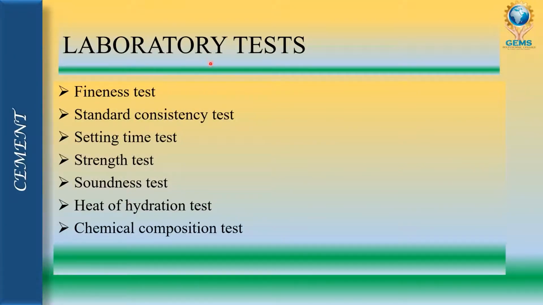Laboratory test. These are the tests which are conducted inside lab for checking the quality of cement. Let's see what are the tests which are conducted in lab. That is fineness test, standard consistency test, setting time test, strength test, soundness test, heat of hydration test, chemical composition test. These are some of the tests which are conducted to check the quality of cement.